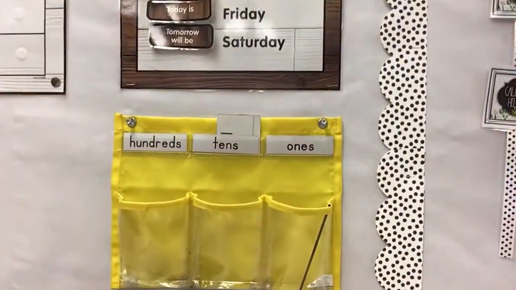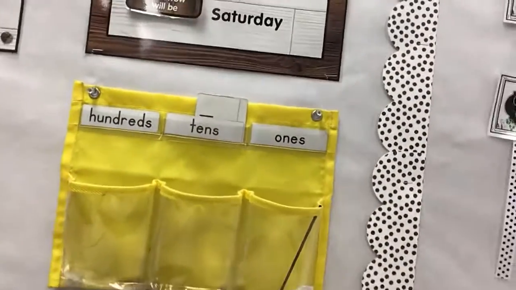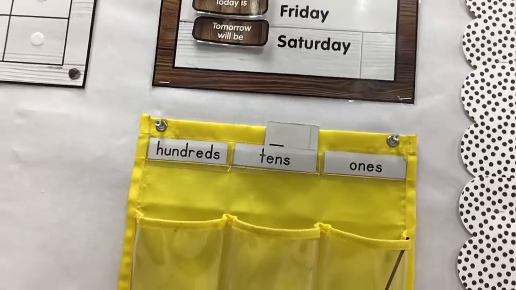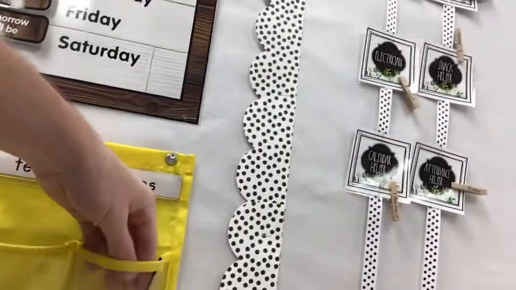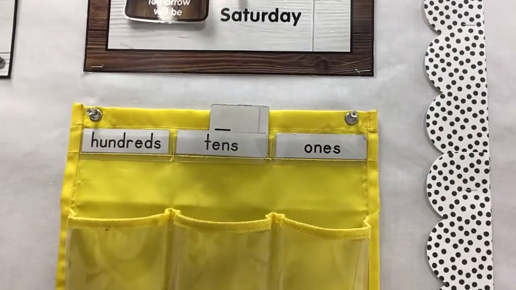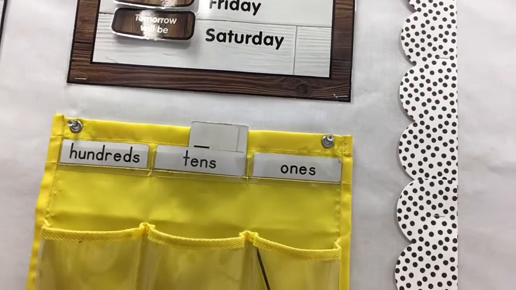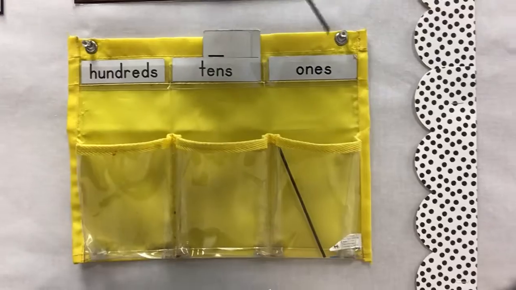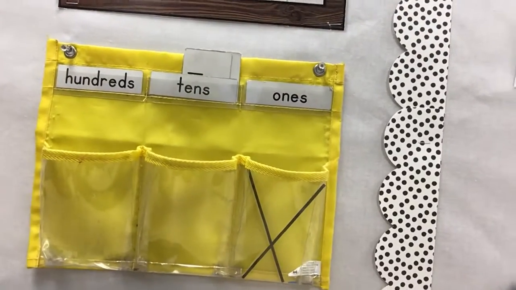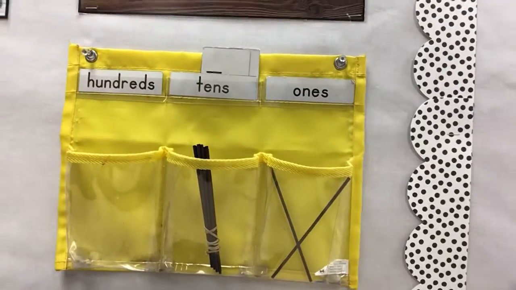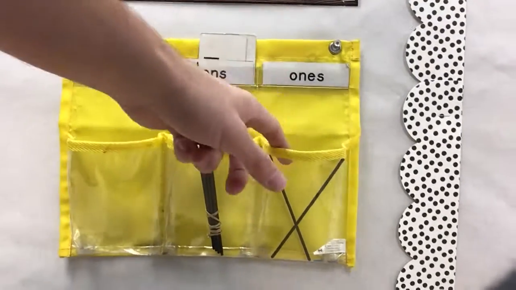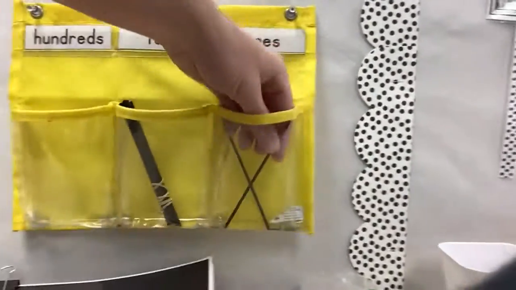So this is more of like a class routine. So she would have ones here. So first day of school, they would put a 1 in there, and then second day of school, 2, and then once they have 10 in there, then they would make it a bundle of 10, and then you would just start over again.